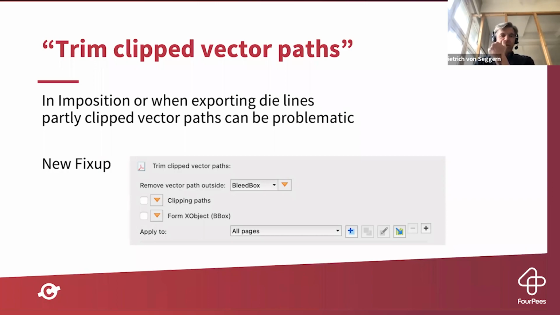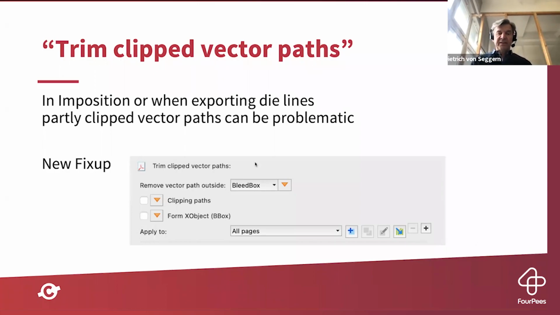Background is that sometimes vector paths are clipped away by something, and then you don't see them, but they're still there, and that might confuse steps in the workflow behind. If you export a die line, it might still be present in the resulting die line, and then the cutter would cut your paper even there where you haven't seen the die line before. So it would be useful to be able to trim that die line where it is, for instance, clipped away by a clipping path from an XObject BBox or so.